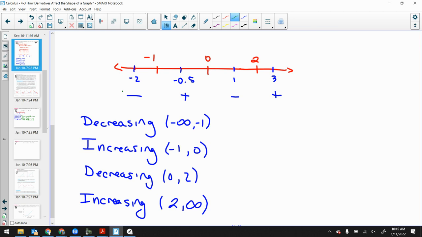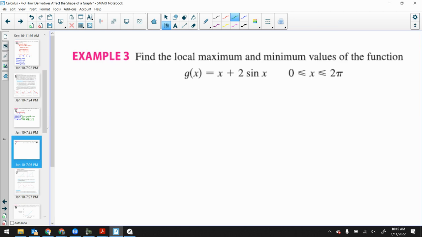All right, let's do another one like that. But let's make it funky and let's do a trig one. I'm only going from 0 to 2 pi, so 1 rotation. I know if I included all rotations, this would be an infinite set. But find the local maximum and minimum values for this function.